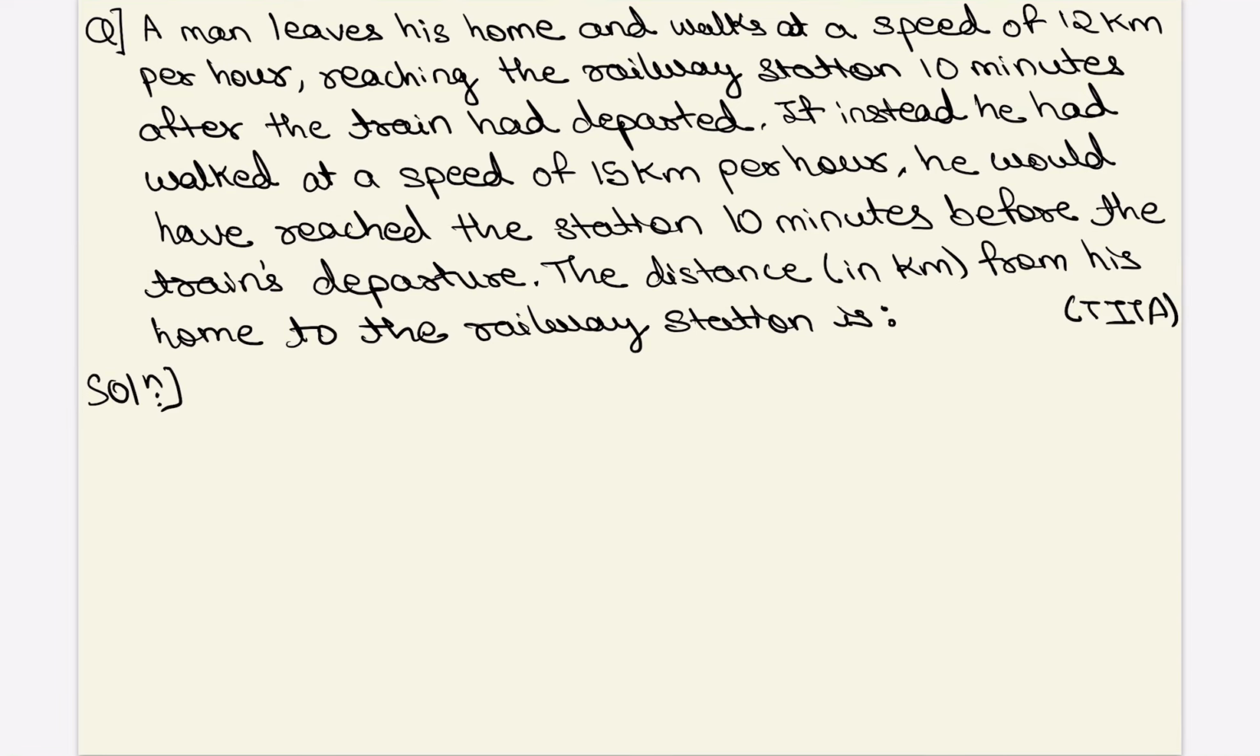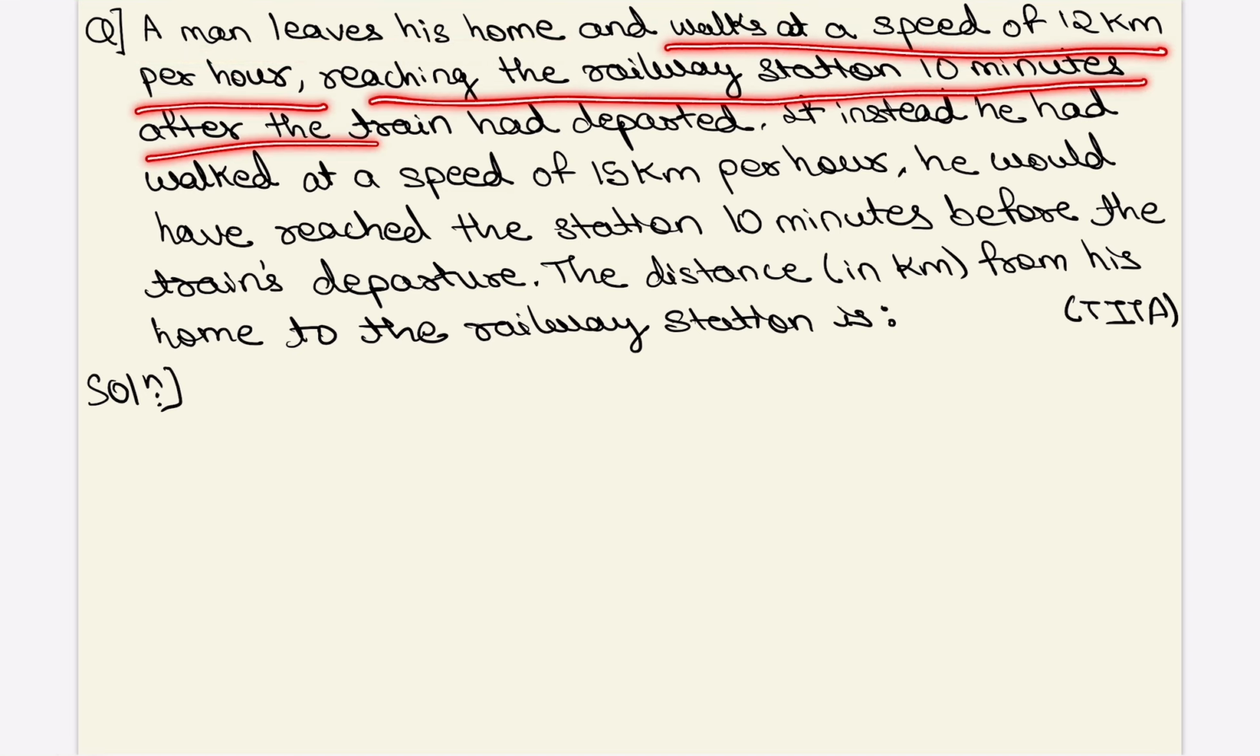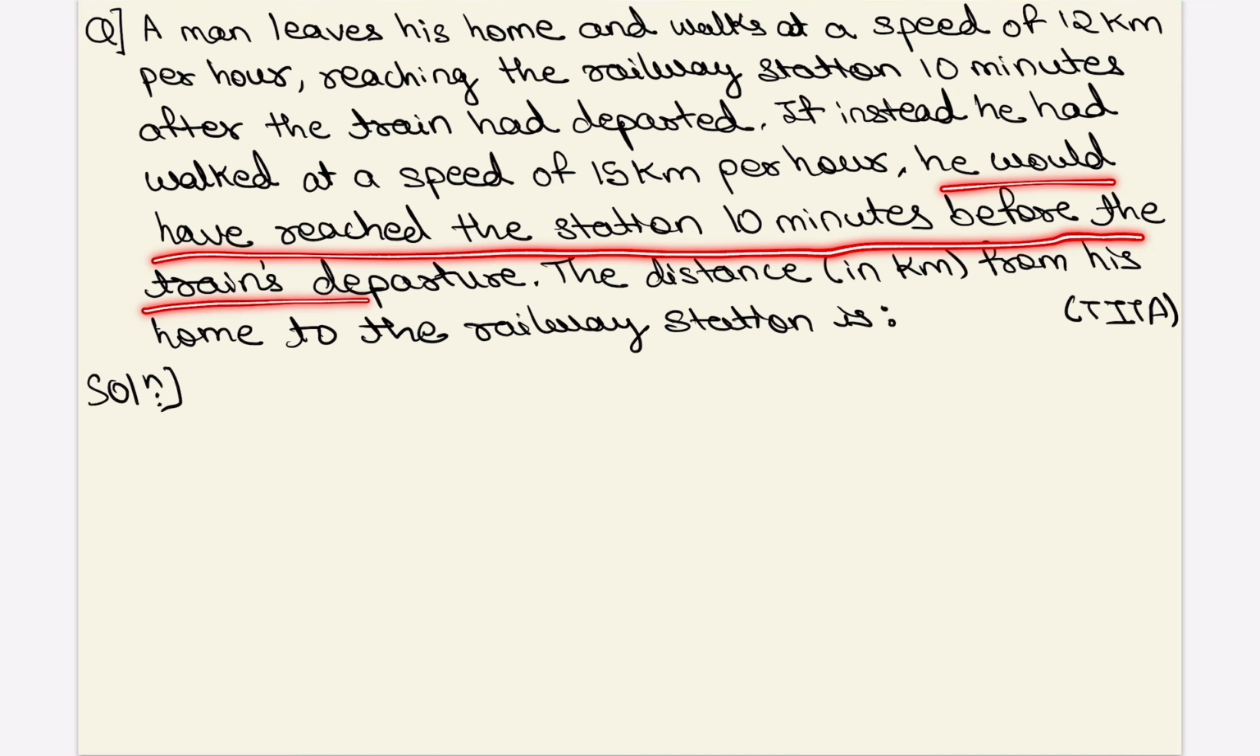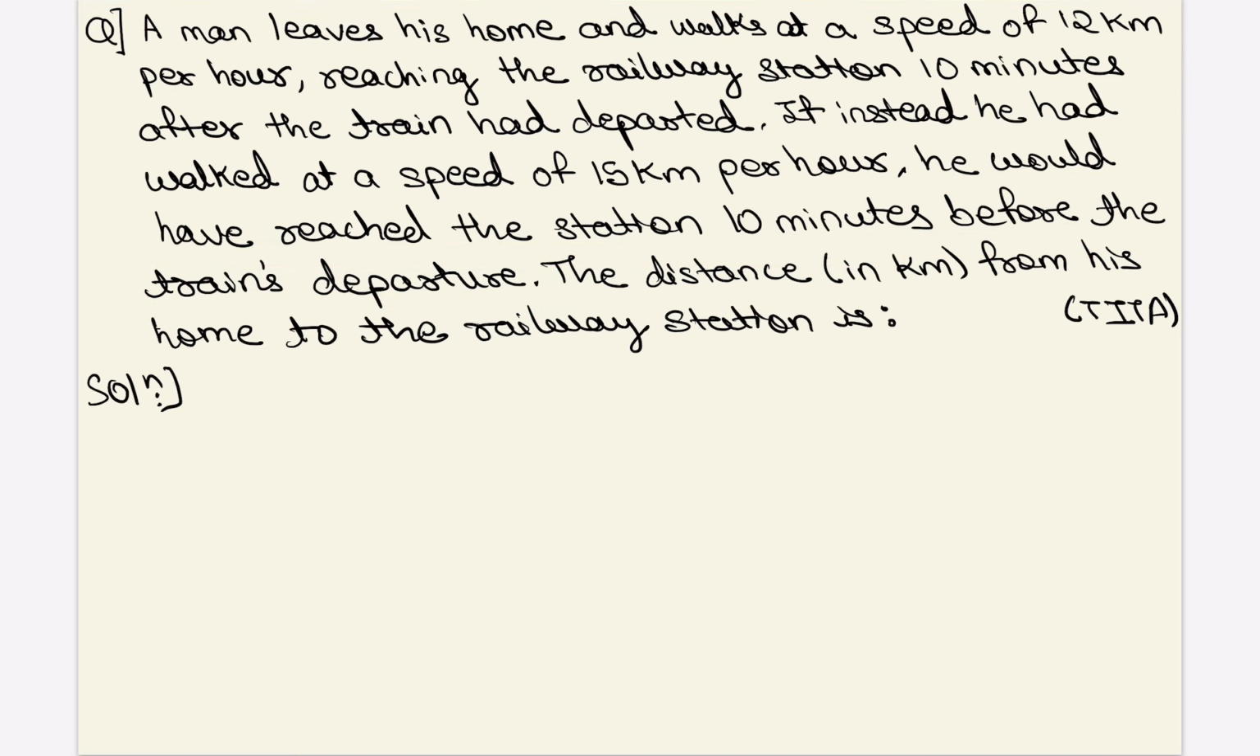So let's take a look at this question. A man leaves his home, walks at a speed of 12 km per hour, reaching the railway station 10 minutes after the train had departed. If instead he had walked at a speed of 15 km per hour, he would have reached the station 10 minutes before the train's departure. The distance in kilometers from his home to the railway station is?